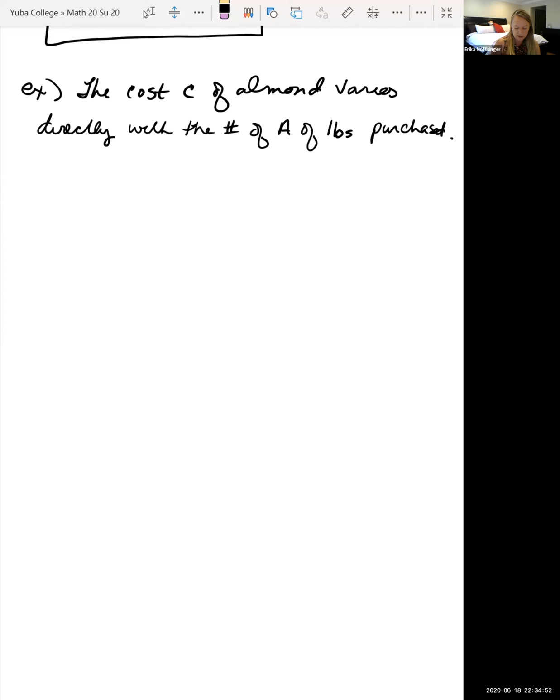The cost C of almonds varies directly. So I know then C equals, because it says it's varying directly, and so I'm going to put my K in here. K directly with the number A of pounds purchased. So I know that I have my value of A in here, so times A. Okay, so I'm going to go back and continue reading, and then, because we have our generic equation, I can figure out what K is.